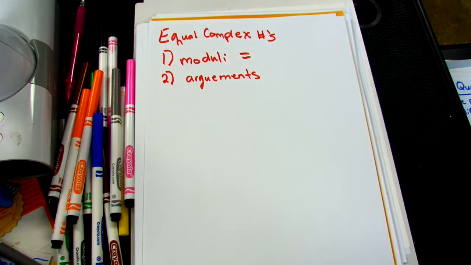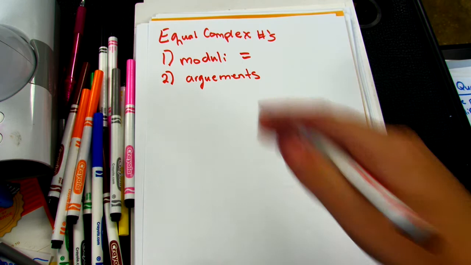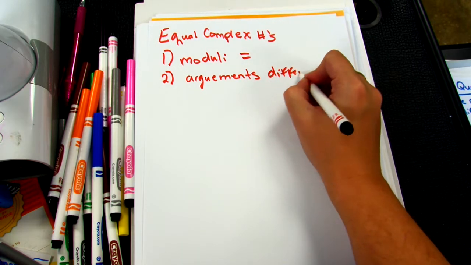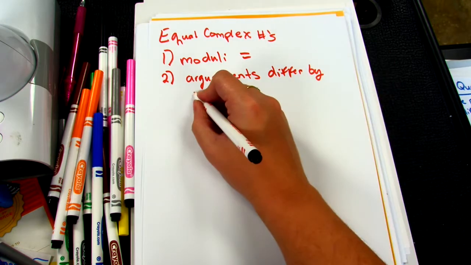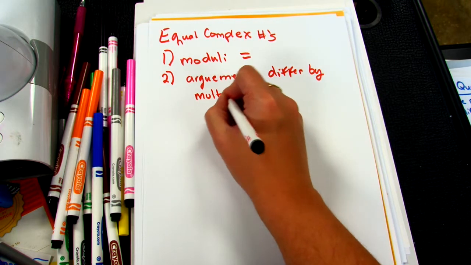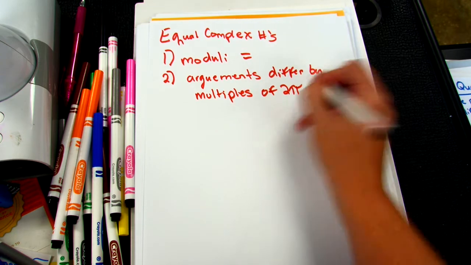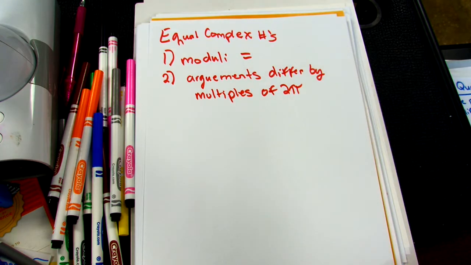are equal. However, because you can have infinite arguments, as long as the arguments differ by multiples of 2 pi, they're fine. Okay, equal, differ by multiples of 2 pi. Okay?